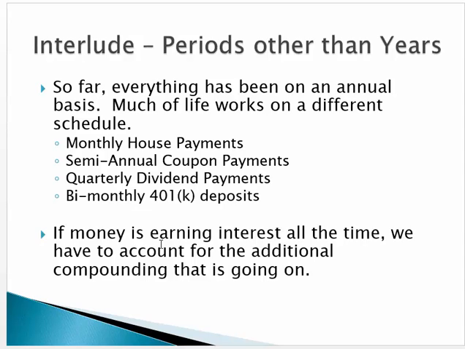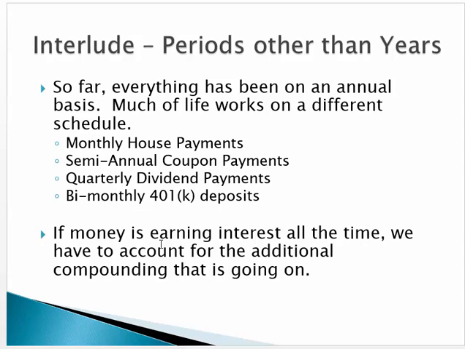So to this point, I think we've done everything with years as the periods, but that is not necessarily how cash flows in the real world work. There are a number of different timelines, a number of different schedules that cash flows happen. So for instance, monthly house payments, bonds typically pay semi-annual coupon payments, so we have cash flows that are occurring every 6 months. There are quarterly dividend payments, so every 3 months a company might pay a dividend, or you might be receiving a dividend payment. Many people have money taken out of their paychecks every 2 weeks or twice a month on payday, and that's going into their 401k account. So we have a variety of different periods other than just once per year.